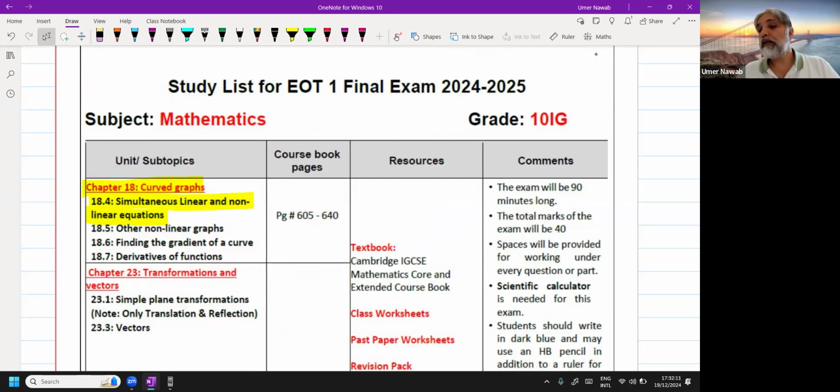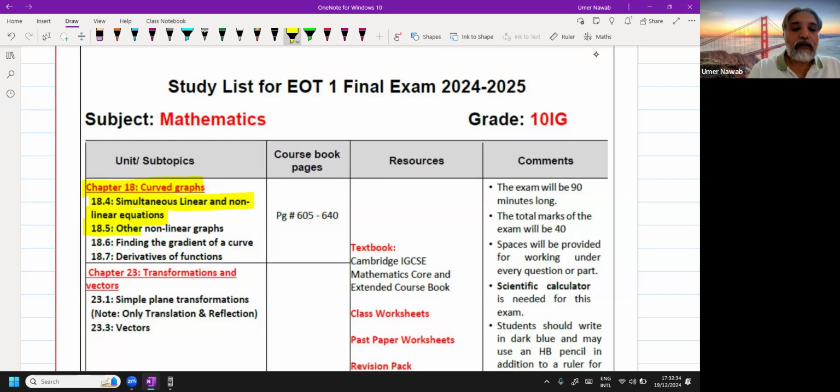But again, I want to tell you, you need to prepare yourself for non-calculator exams. You are using the factorization technique or you are using the quadratic formula. You have to show your steps. Otherwise, if you write the answers directly, the examiner will definitely deduct the marks for the methods from this question.